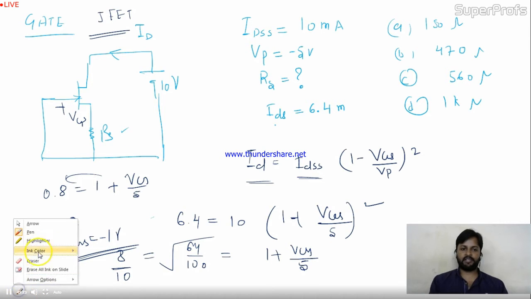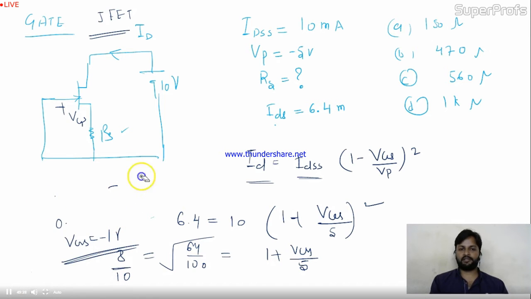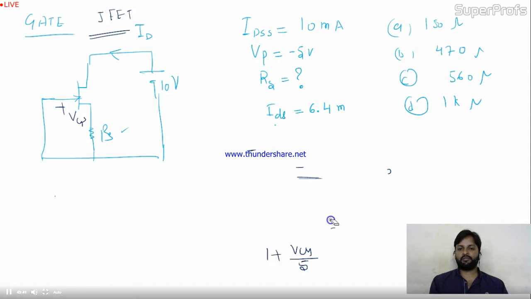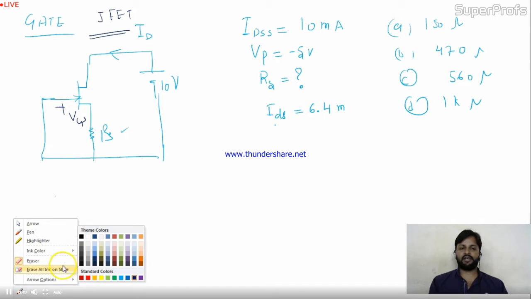Let me erase some part, then I'll show you. VGS you have found minus 1 volt. Now you will apply the KVL in the input mesh and you will get the value of RS. They're asking for the RS only. And remember one thing, for JFET or MOSFET, the input current, that is IG, is always 0. Okay, it means ID is always equal to IS.